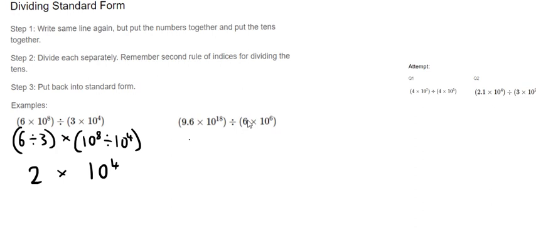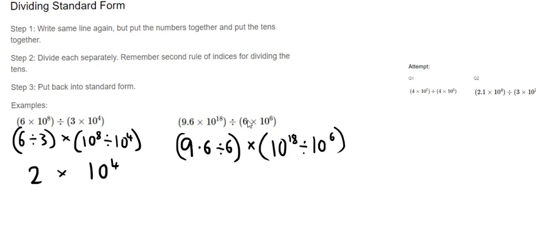The second example, I've got 9.6 divided by 6 and put a times in the middle, and then 10 to the power of 18 divided by 10 to the power of 6. So 9.6 divided by 6 anyway.